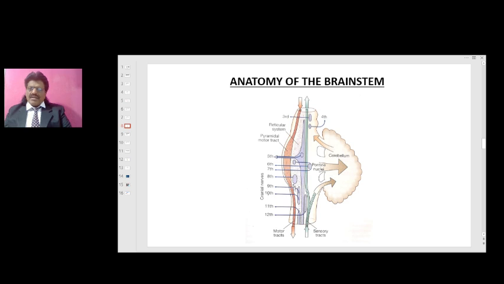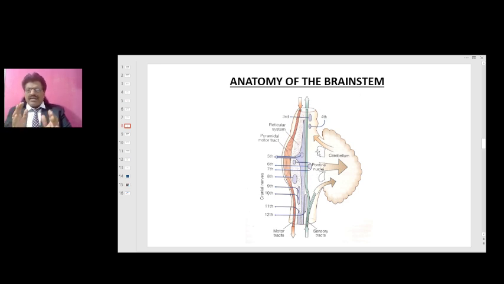The 4 cranial nerves in the medulla oblongata are 9, 10, 11 and 12. The 4 cranial nerves in the pons are 5, 6, 7, 8. The 4 cranial nerves in the midbrain and above are 3, 4 in the midbrain and 1, 2 above the midbrain. So, rule of 4: 1, 2 above the midbrain, 3, 4 in the midbrain, 5, 6, 7, 8 in the pons, 9, 10, 11, 12 in the medulla oblongata.